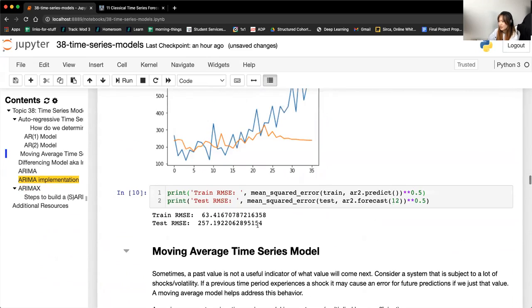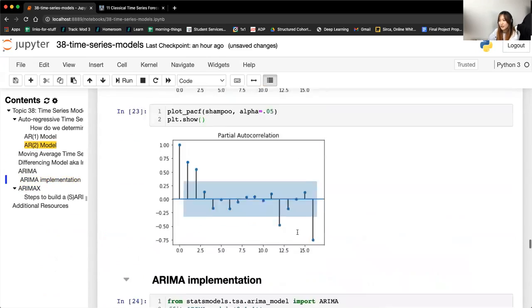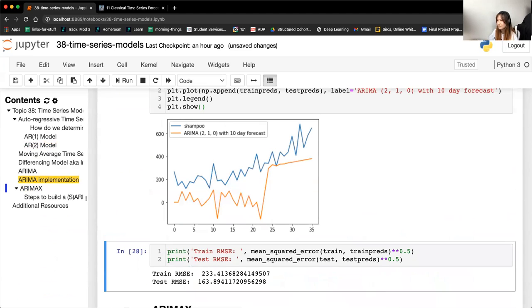From 257 to like 100 and something. So this is just including multiple terms into our data. Yep. Got it.